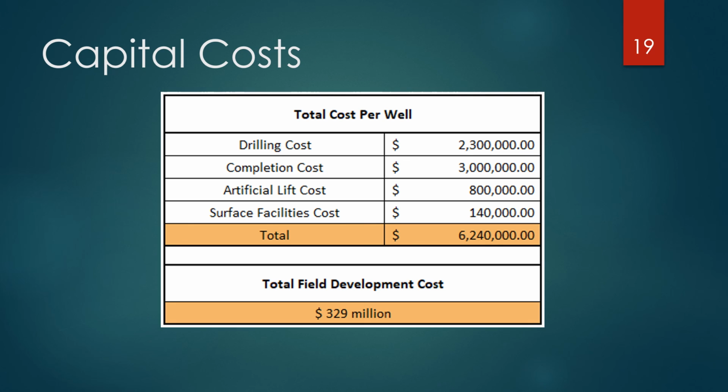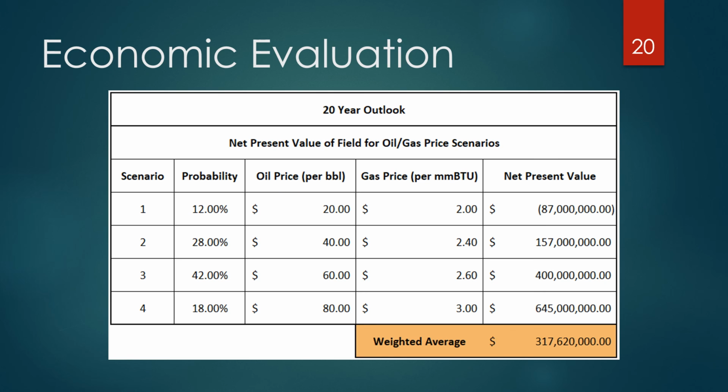The capital costs were split into 4 categories: drilling costs, completion costs, artificial lift costs, and surface facilities costs. The total cost per well is about $6.2 million. This results in the total field development costing $329 million. Finally, an economic evaluation was run. To do this, a net present value for each price scenario was determined. Then, a weighted average of the scenario outcomes was calculated using the probabilities that were determined for each scenario. We can conservatively say that our field is worth $317 million over the next 20 years. It is good to note this is all profits, as the expenses have been accounted for.